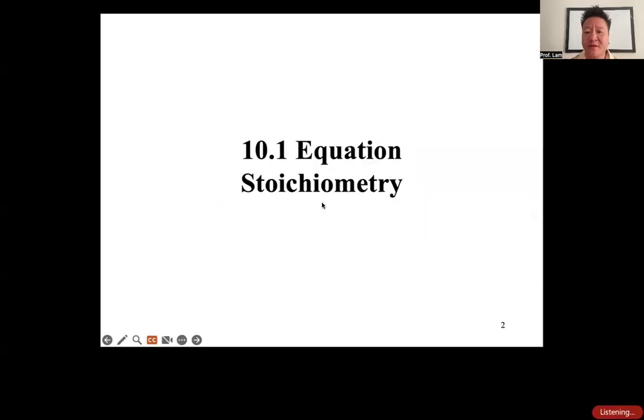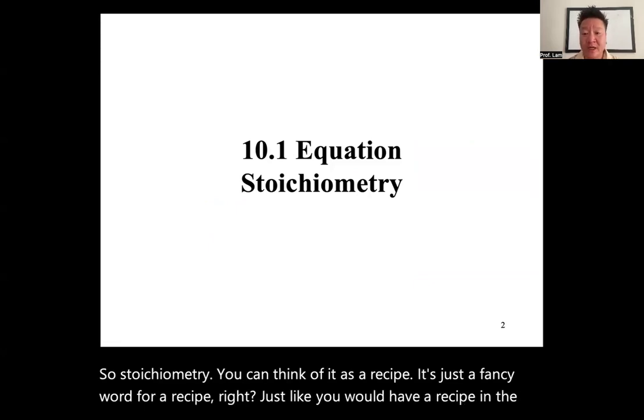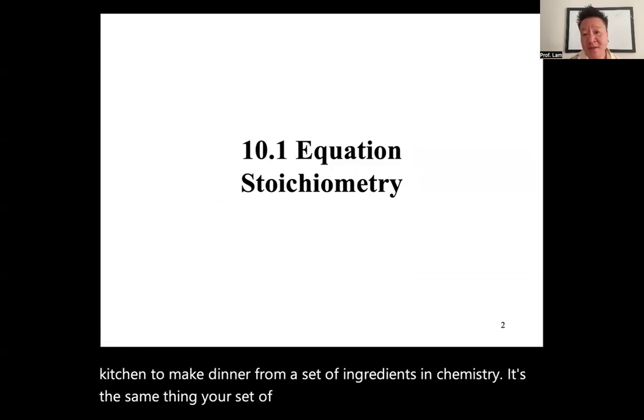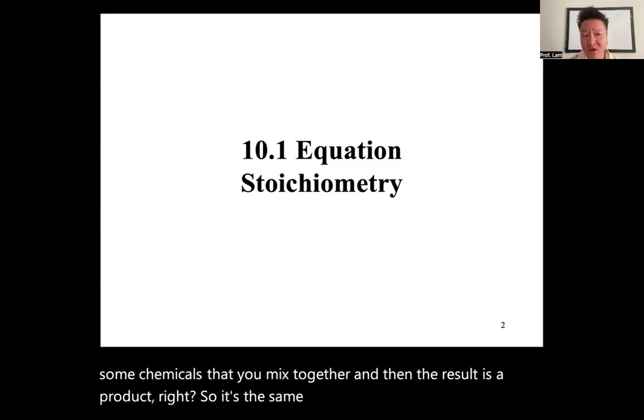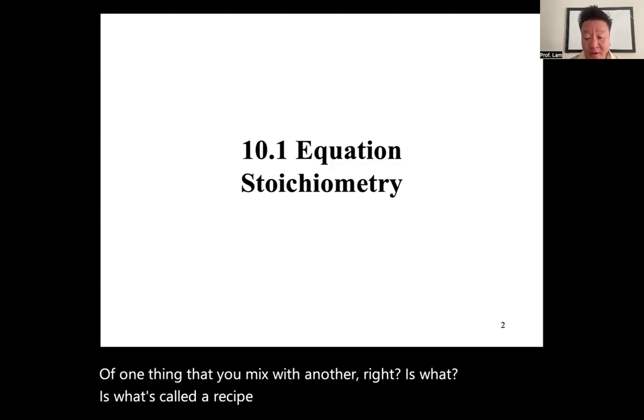So stoichiometry, you can think of it as a recipe. It's just a fancy word for a recipe, right? Just like you would have a recipe in the kitchen to make dinner from a set of ingredients. In chemistry, it's the same thing. Your set of ingredients would be some molecules, some chemicals that you mix together, and then the result is a product, right? So it's the same thing. How much of one thing that you mix with another is what's called a recipe, or a stoichiometry.